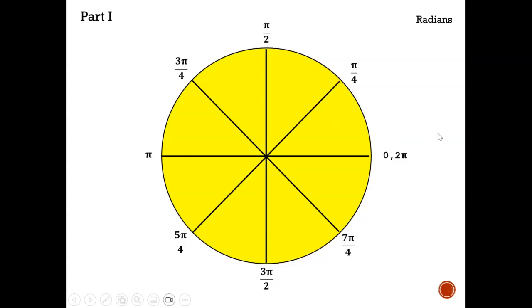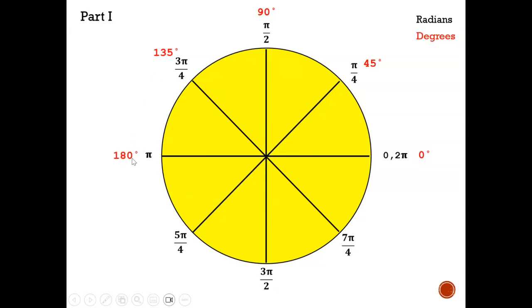Now for the degrees, we're going to count by 45s. Because it's 8 equal parts all the way around, and all the way around is 360, 360 divided by 8 will give us 45. So I'm going to count by 45. So 45 degrees, and then you keep adding 45. 45 and 45 is 90. 90 and 45 is 135.